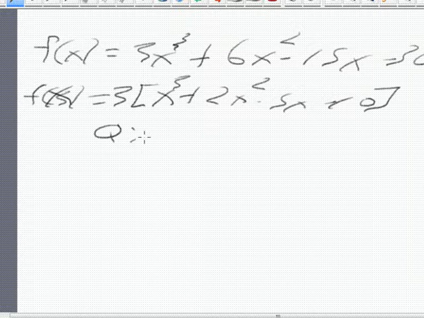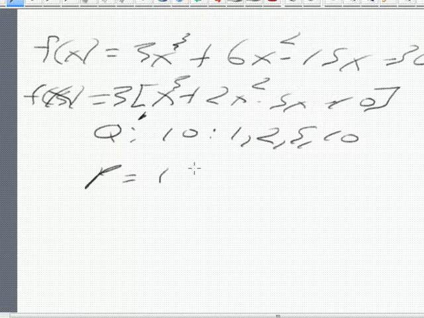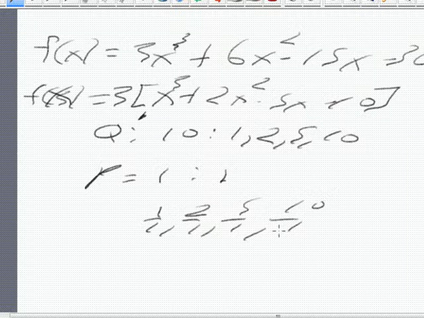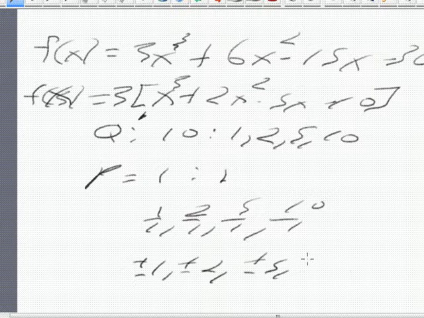Now my q is 10, my p is 1. So watch how cool this is. This becomes 1, 2, 5, and 10. This becomes 1. So now I just have to deal with 1 over 1, 2 over 1, 5 over 1, 10 over 1, plus or minus. So my answer is going to be plus or minus 1, plus or minus 2, plus or minus 5, plus or minus 10. The hard part is taking that answer, sticking it into your f to see which one gives you 0.